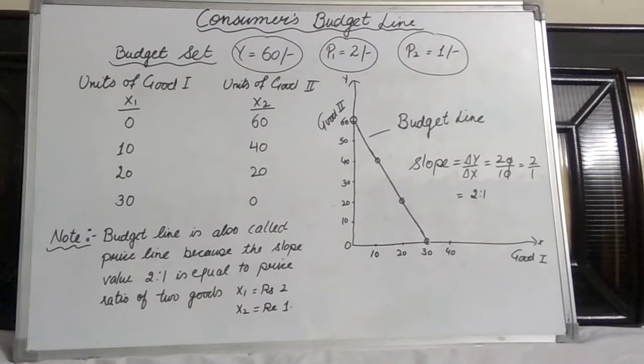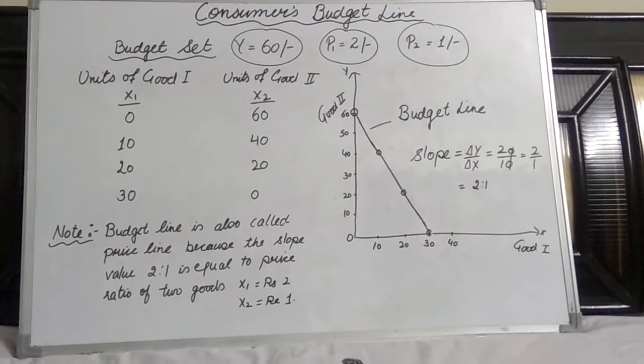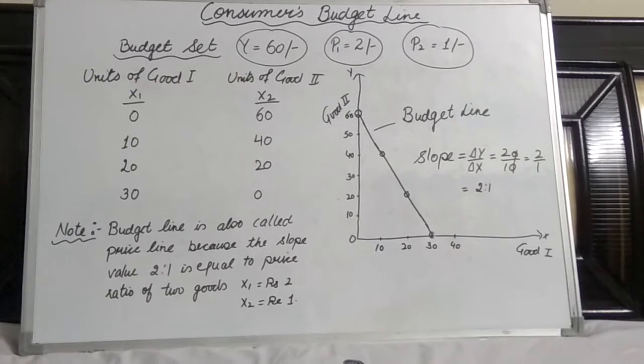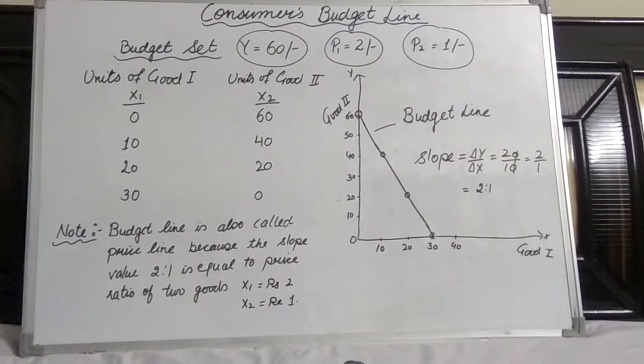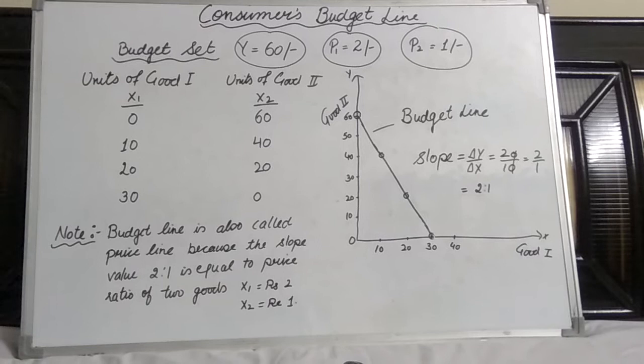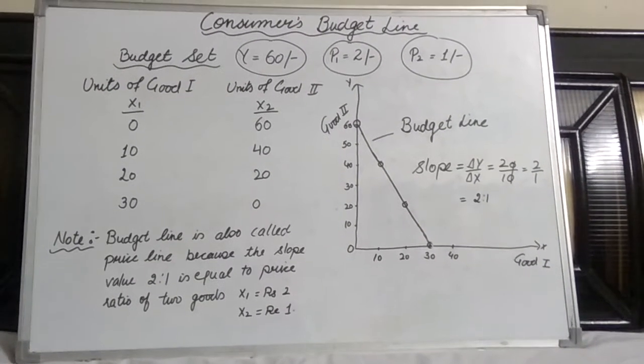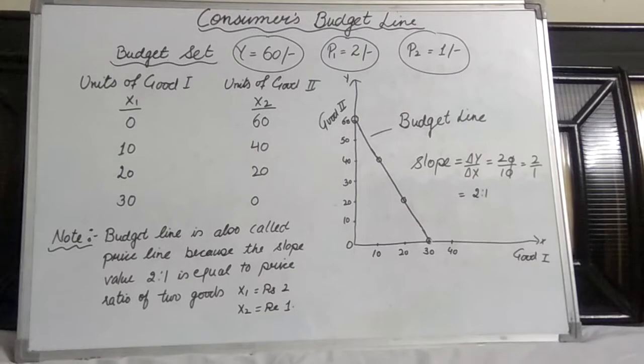As in the case of the production possibility curve and the indifference curve, we have to find out the slope of the curve, and in this case also we apply the same formula. The formula for slope is change in y upon change in x variable.